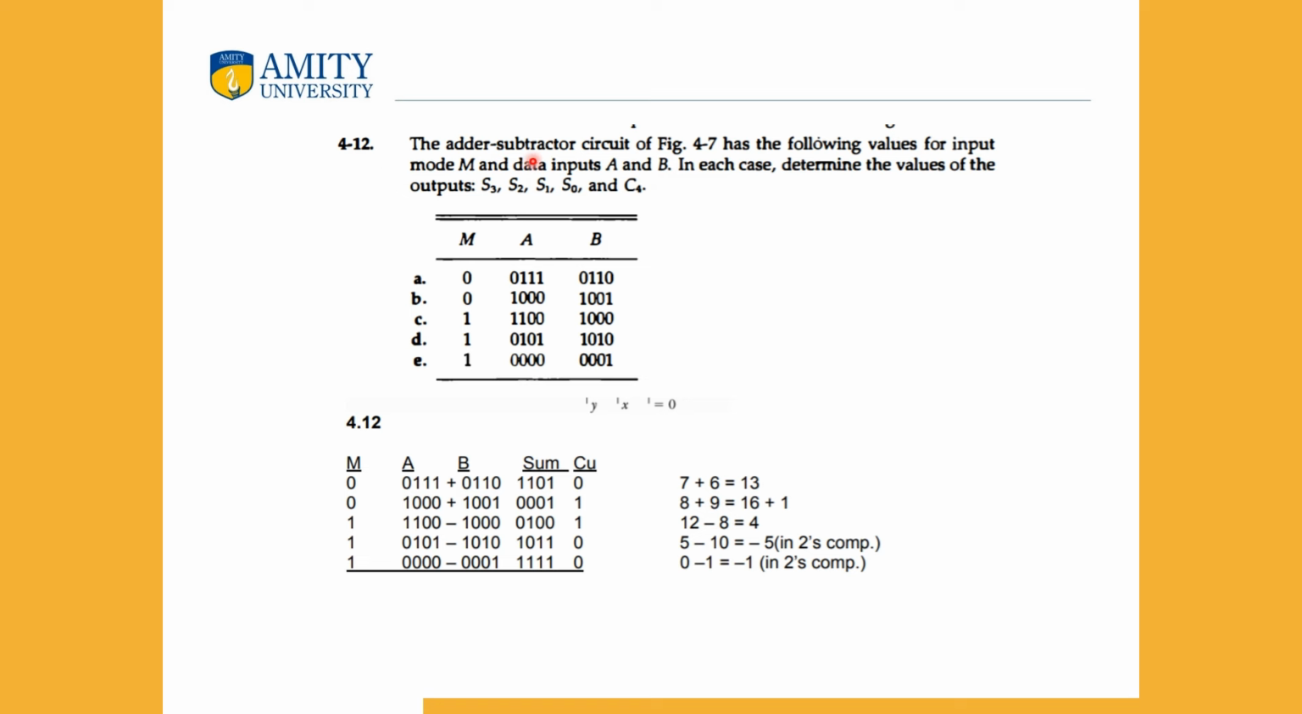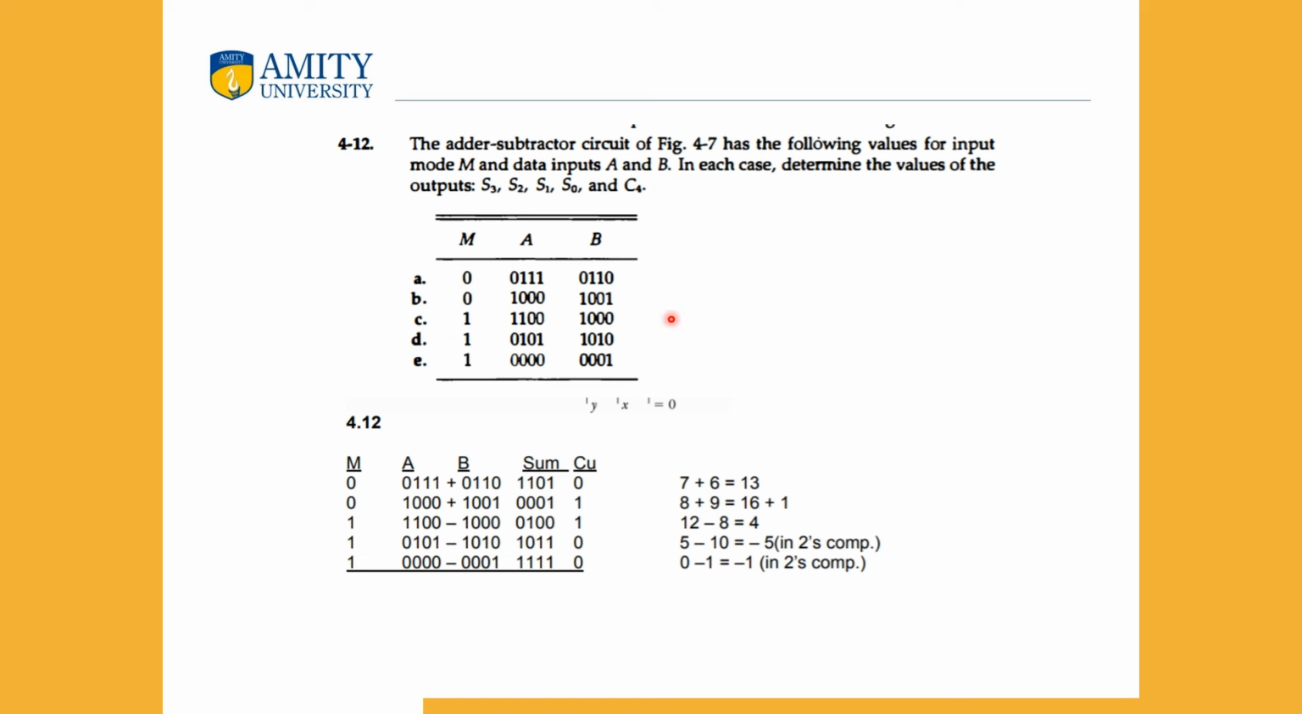The next question is the adder subtractor circuit. They must have shown this in a figure. It has the following values of input mode M and A, B. Okay, so we need to find out the sum S0, S1, S2, S3. This is basic addition subtraction. All you have to do is, when M is 0, you will be adding B to A. Okay, so A plus B.